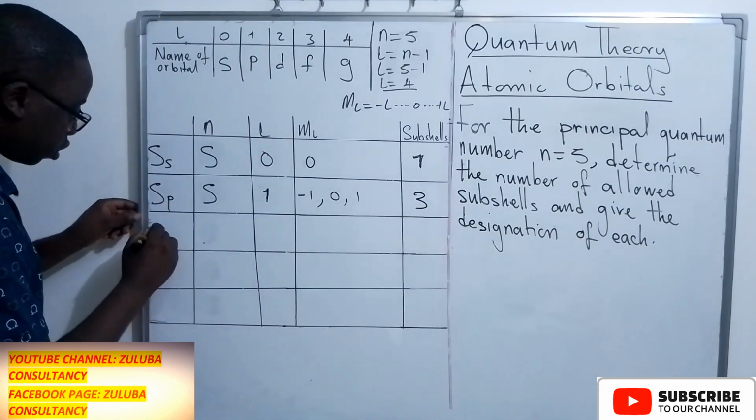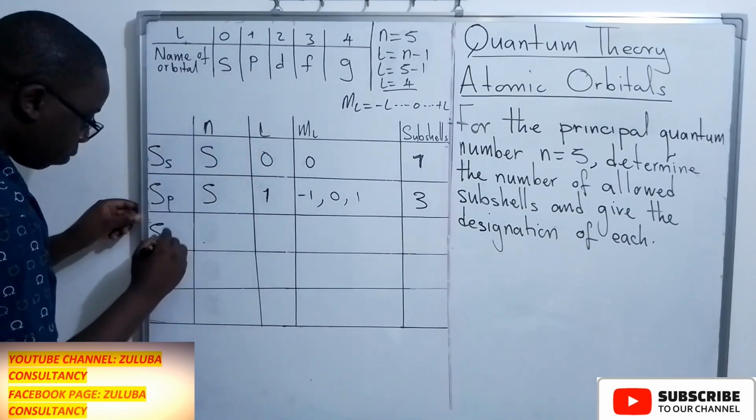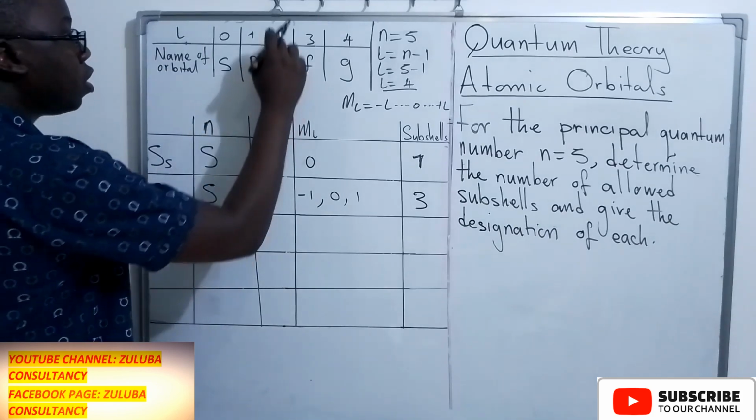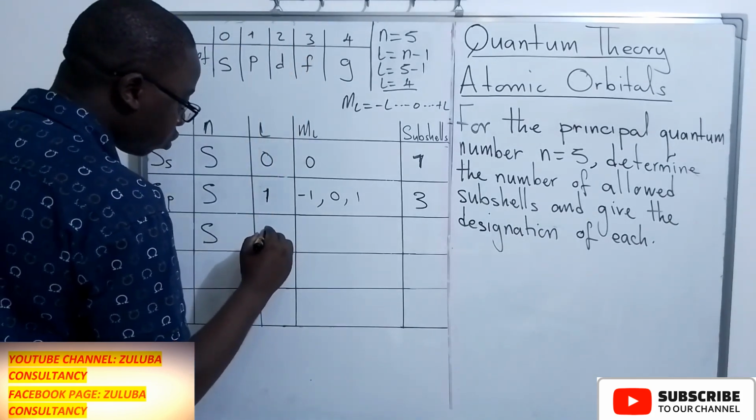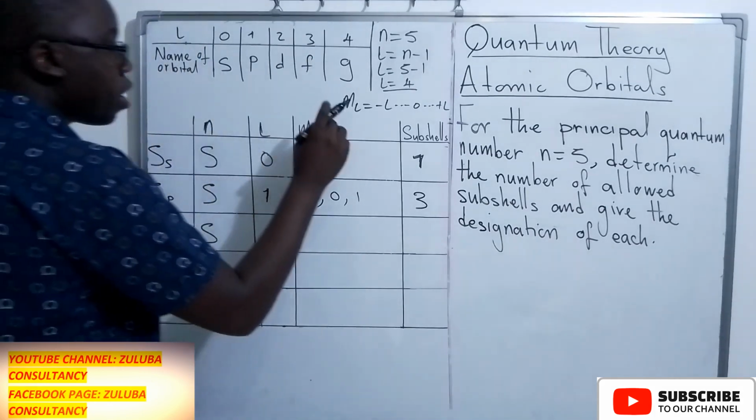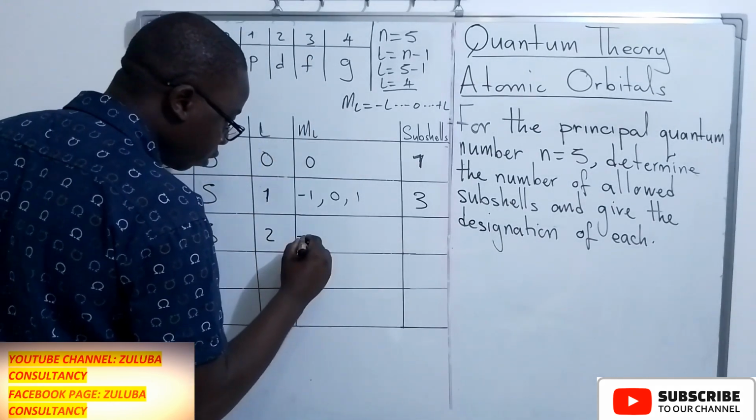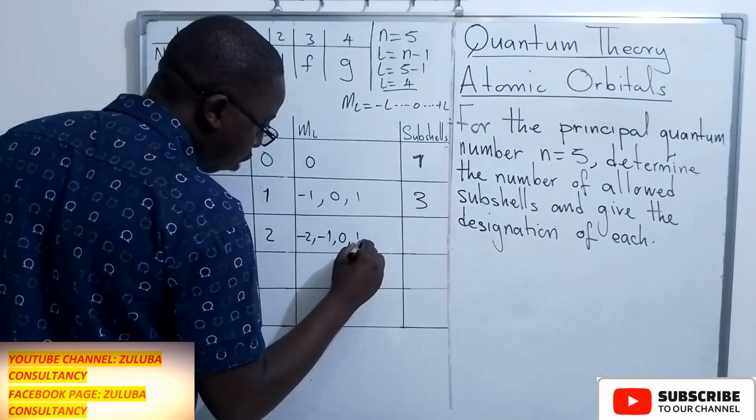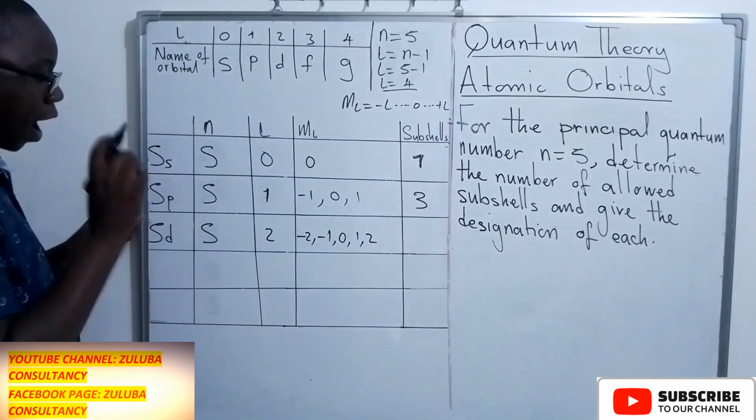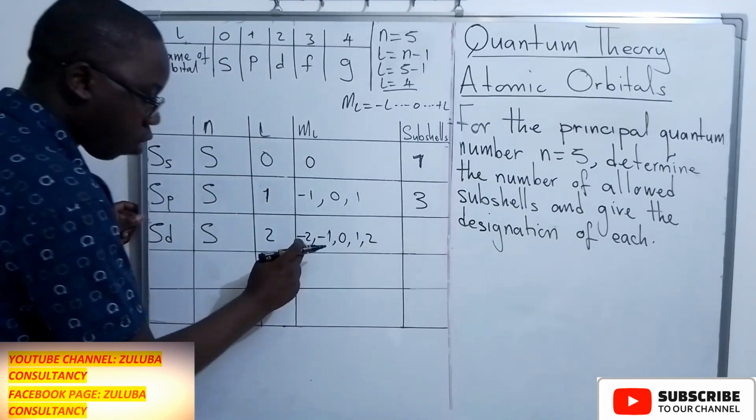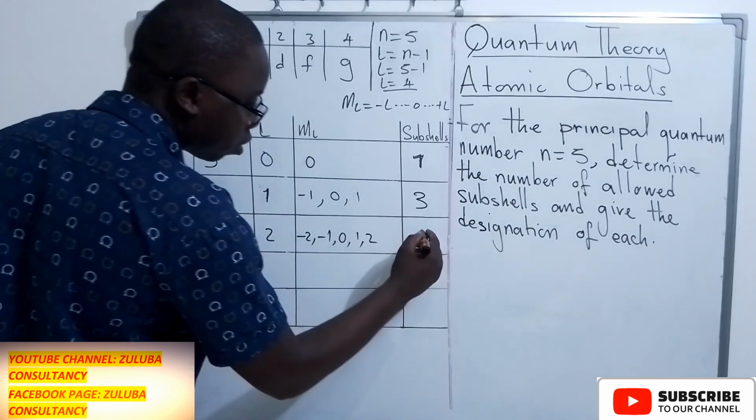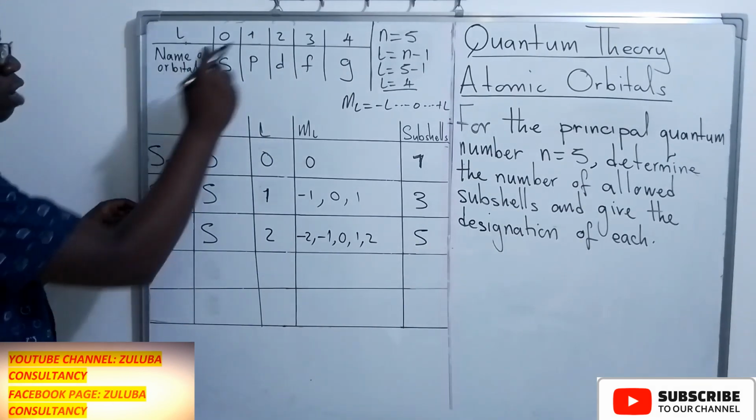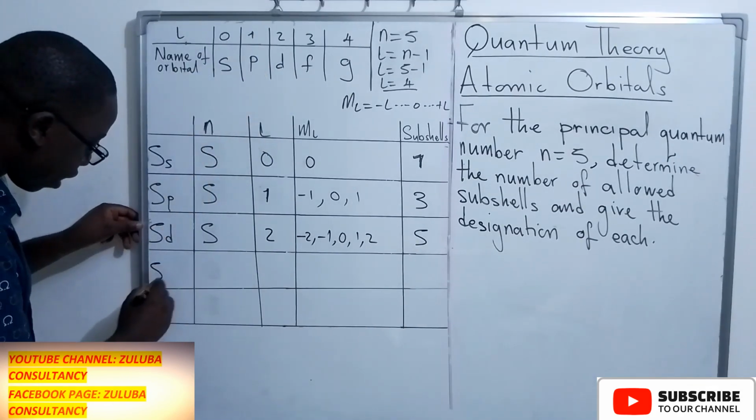Let's go to the next one, which is 5d. So n is 5. When it is d, the L value is 2. ML will be negative 2, negative 1, 0, 1, and 2. How many subshells are there? We have 1, 2, 3, 4, 5. So 5 subshells there.